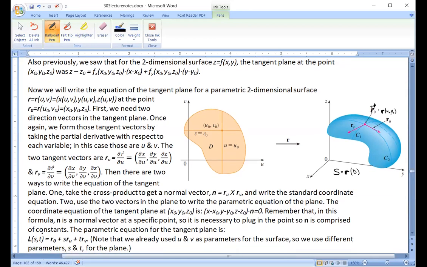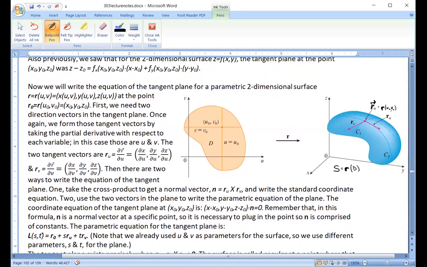And I'll just mention, we've already used u and v as parameters for the surface. So just so as not to be confusing, we're going to use different parameters, s and t, for the plane. Okay, so notice what this means. If I start with my original point and add a bunch of dRdu vectors, I'll still be in my tangent plane. If I add a bunch of dRdv vectors, I'll still be in my tangent plane. And if I add some combination of them, I'll still be in my tangent plane. And in fact, this describes the entire tangent plane.